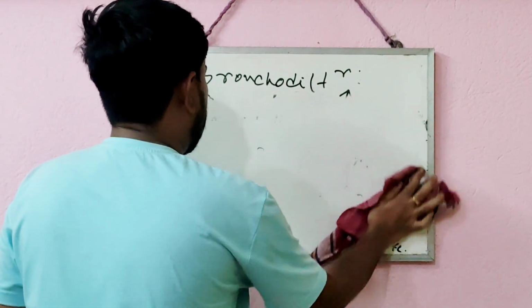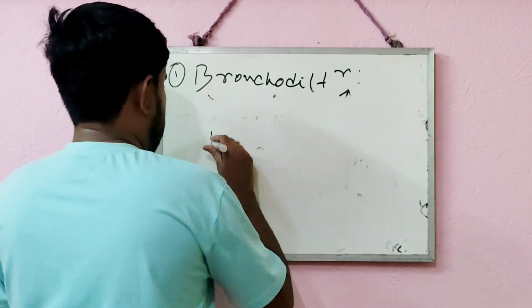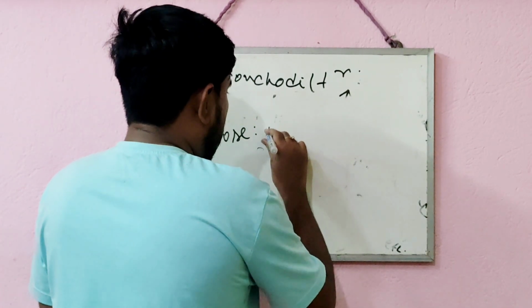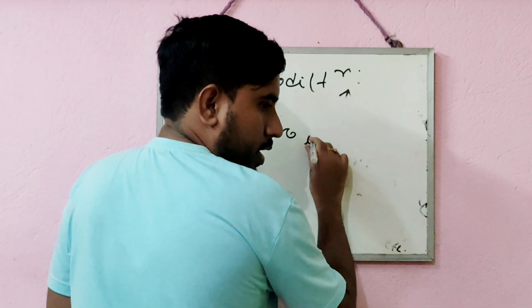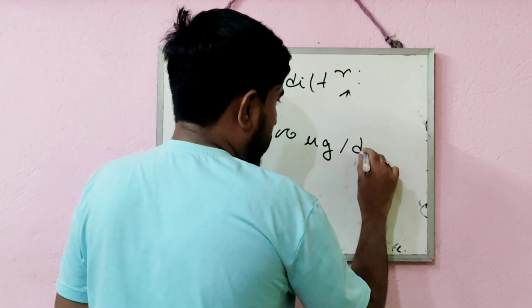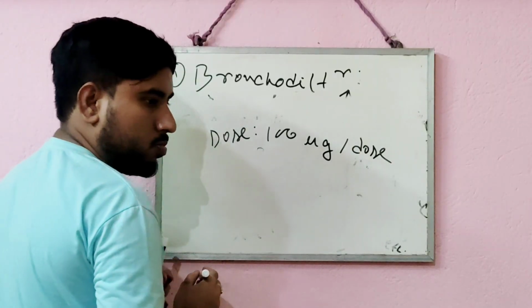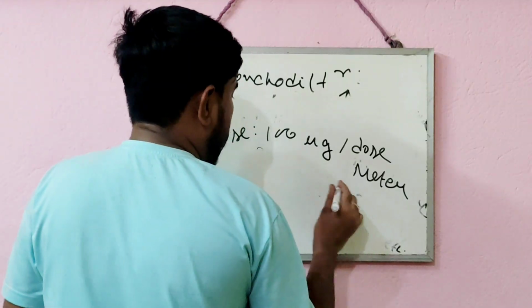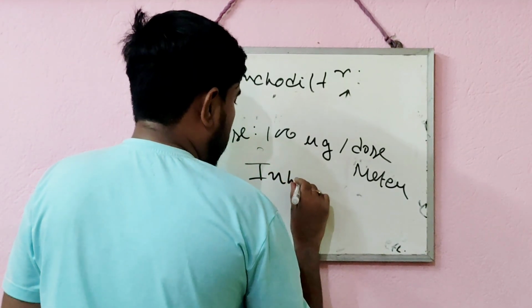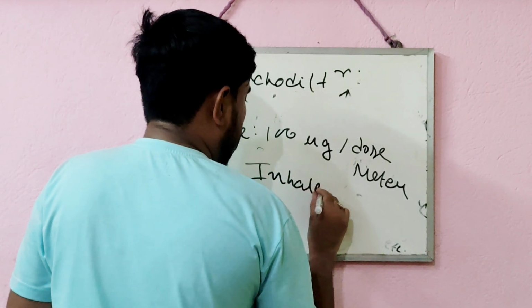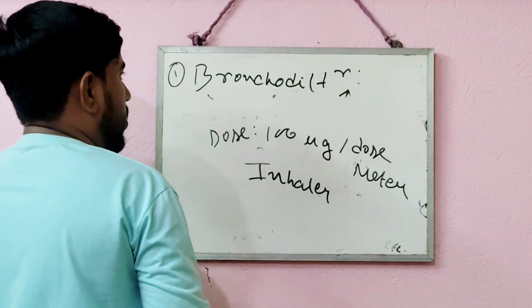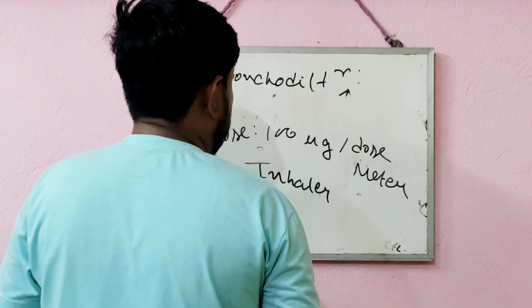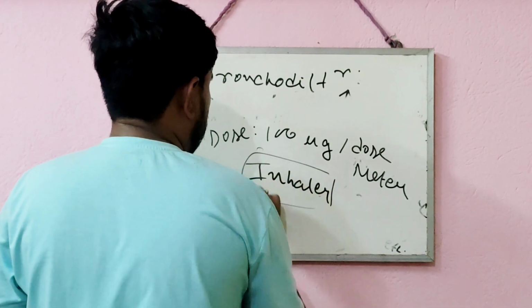Now we have to study the dose of anticholinergic drug. The dose of anticholinergic drug should be 100 microgram per metered dose, and you should take it in inhaler form. That means by your nose you have to take it. So what is the dose? It is 100 microgram per metered dose, because you have to take it through an inhaler.